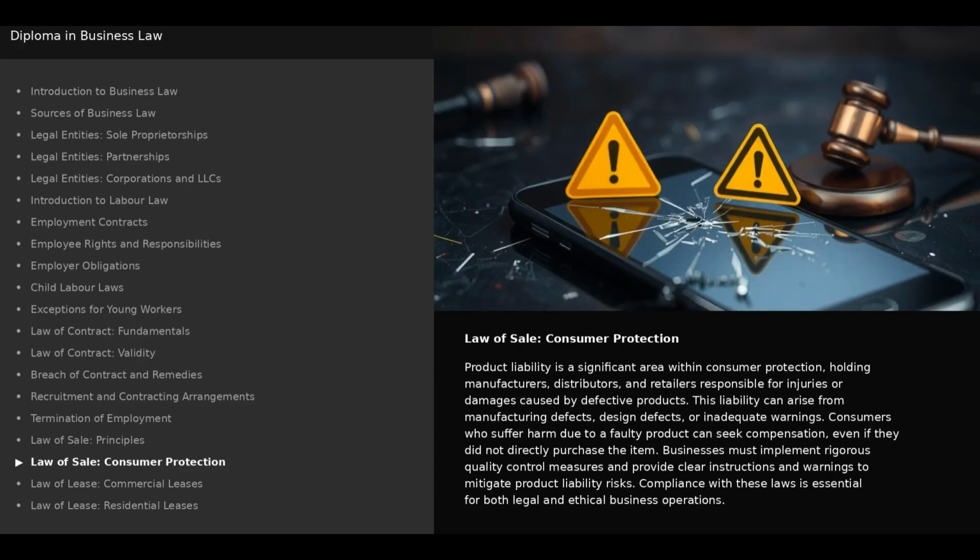Product liability is a significant area within consumer protection, holding manufacturers, distributors, and retailers responsible for injuries or damages caused by defective products. This liability can arise from manufacturing defects, design defects, or inadequate warnings. Consumers who suffer harm due to a faulty product can seek compensation, even if they did not directly purchase the item. Businesses must implement rigorous quality control measures and provide clear instructions and warnings to mitigate product liability risks. Compliance with these laws is essential for both legal and ethical business operations.